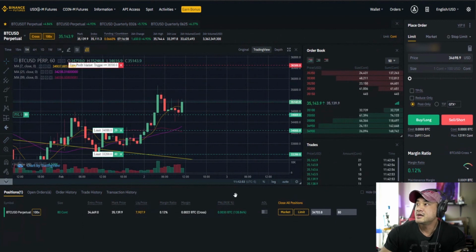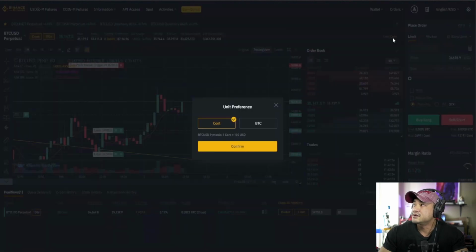Right, so it'll tell you, and you can actually change this feature. My unit is in contracts. You can change the unit into BTC, to see how much BTC you've made. I like to know how many contracts I'm holding.